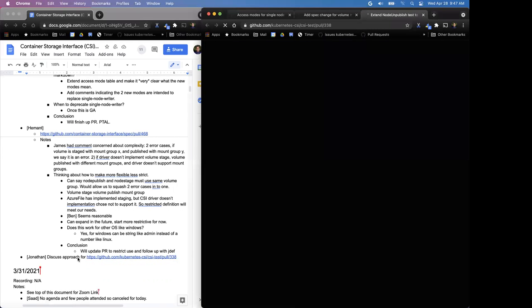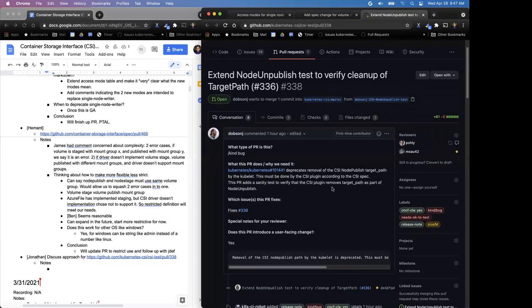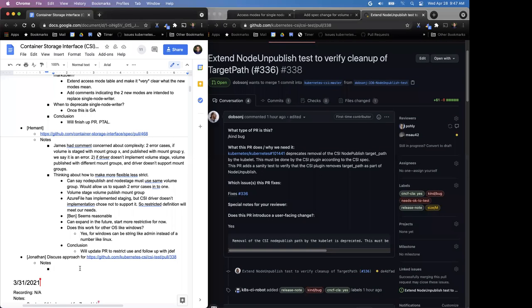All right, let's go ahead and jump into the last one from Jonathan. All right, yeah. So I'll give just a brief bit of background on this. The reason for this PR and issue is that in the spec, the node unpublished volume request states that the SP must delete the file or directory it created at the target path. And right now, as far as I can tell, the existing CSI drivers don't do that. They rely on the kubelet to remove that path in the teardown path.